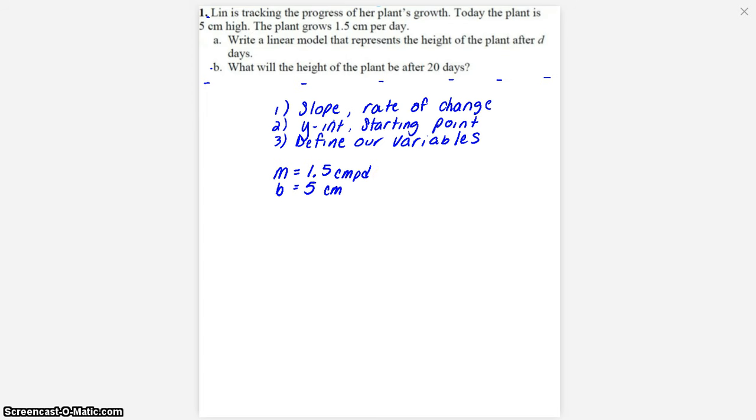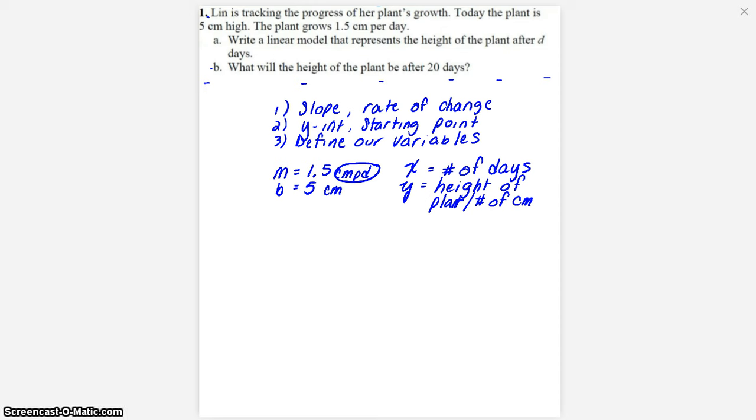Okay, look, we're almost done with this. We just need to define our variables. Per day means that x is the number of days. And that leaves y being the height of the plant. Mr. Zielinski likes to write these always as numbers. So height of plant, you could also write y is equal to the number of centimeters, because that's what your answer is going to actually be in.